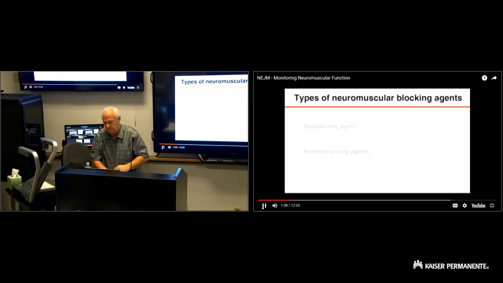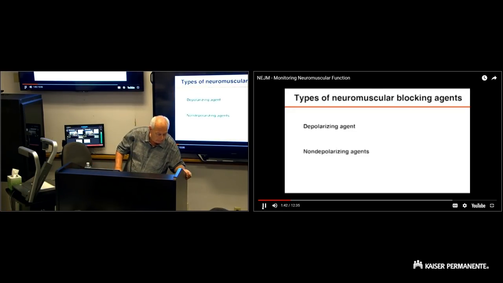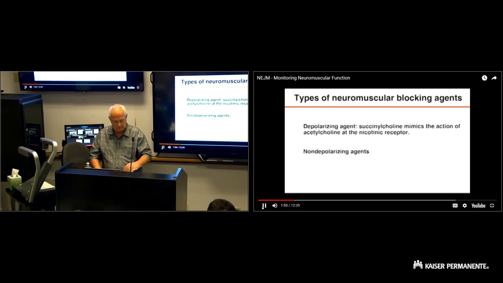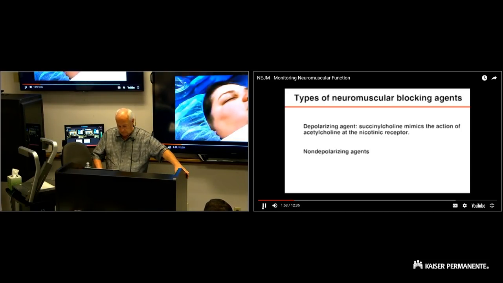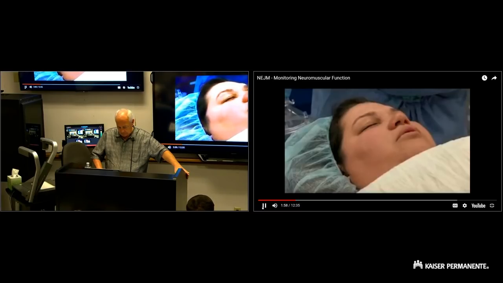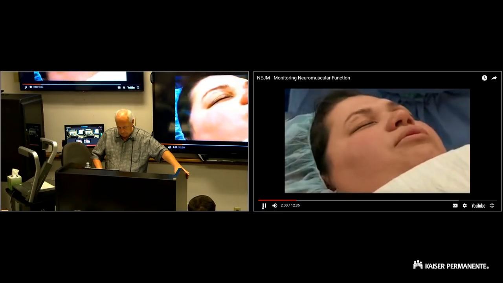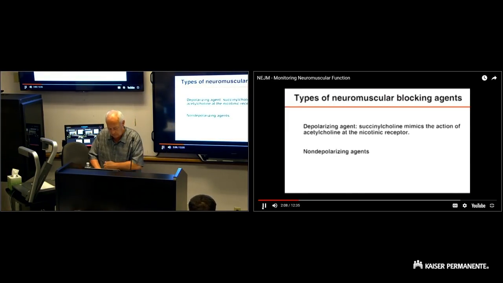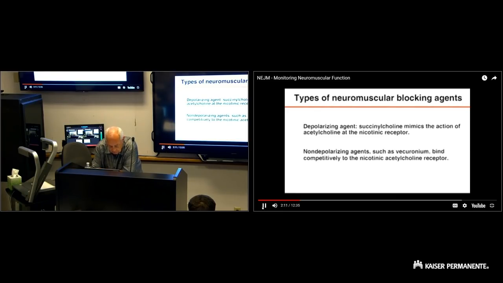There are two types of neuromuscular blocking agents, depolarizing and non-depolarizing. These are classified according to their mechanism of action. Succinylcholine is the only depolarizing neuromuscular blocking agent that is currently in use. It mimics the action of acetylcholine at the nicotinic receptor, producing sustained depolarization of the muscle end plate, which causes fasciculations and subsequent flaccid paralysis. Spontaneous recovery typically occurs in 7 to 12 minutes. Non-depolarizing neuromuscular blocking agents, such as mivacurium, bind competitively to the nicotinic acetylcholine receptor, blocking the ability of acetylcholine to produce depolarization and leading to flaccid paralysis.